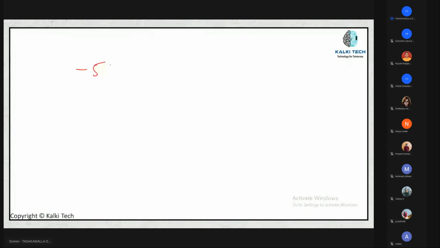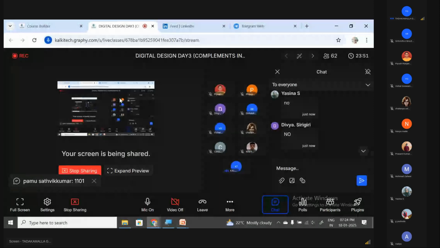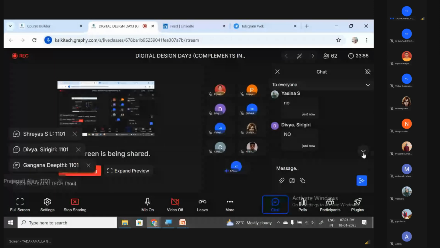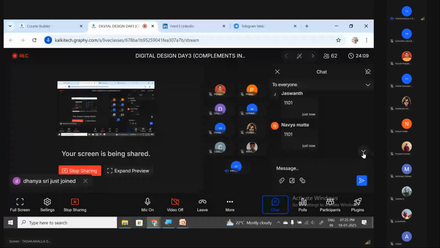How to represent minus 5? Anyone? In ones complement representation? Yes, yes. Very good. It's very good to see that you are very strong in your digital basics. Yes, correct. Others, please try to answer. If you're facing any difficulty, please ask me. I will help you. Many of you are very strong in your digital basics. I can see that. Very good.